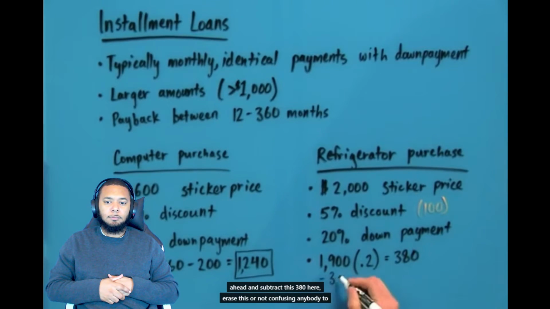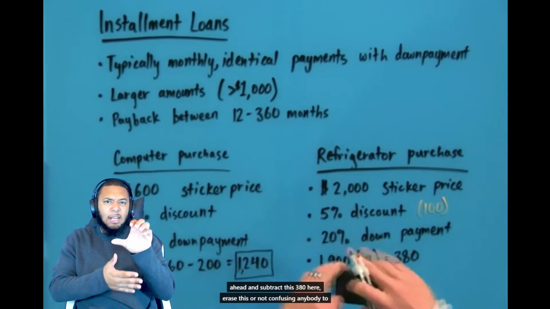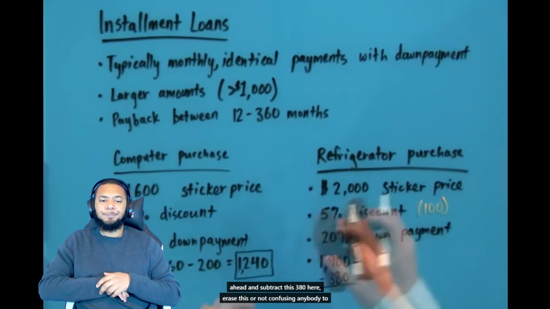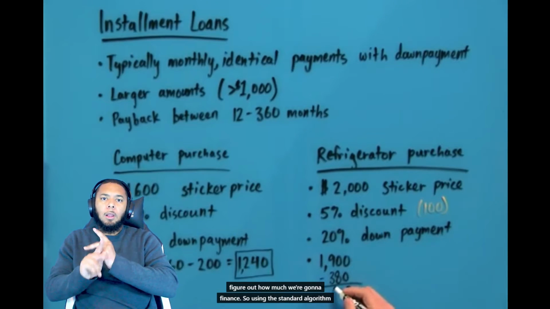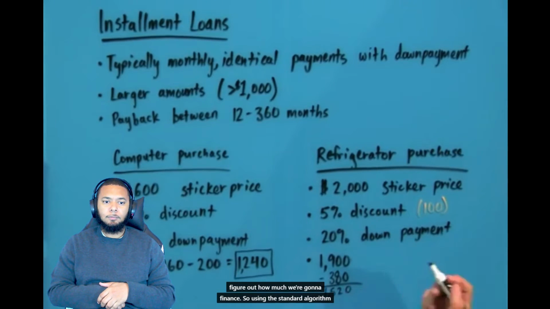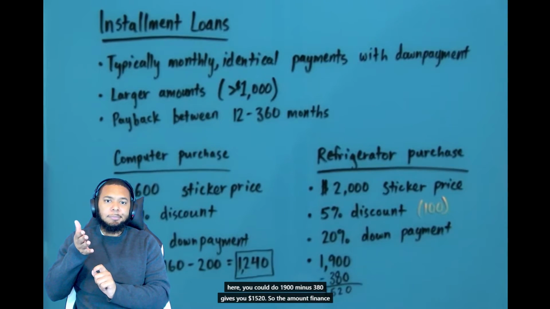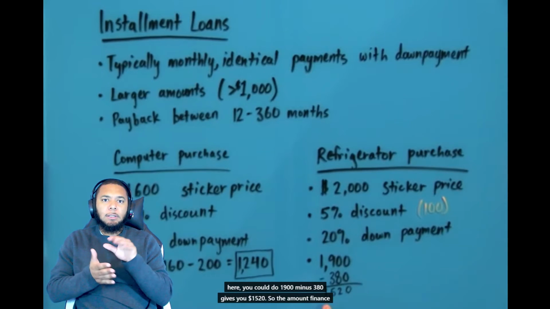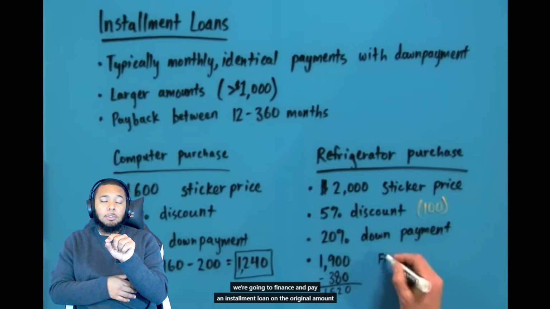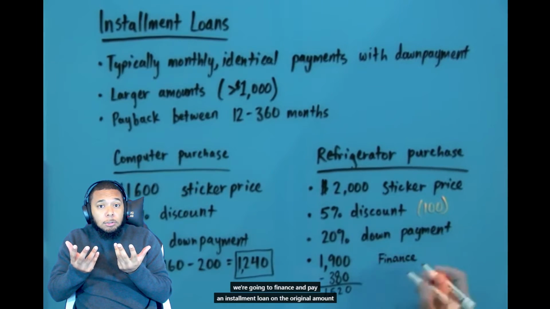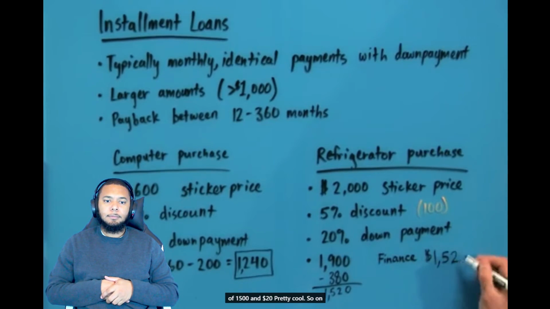I'm going to go ahead and subtract this 380 here. Erase this so we're not confusing anybody. To figure out how much we're going to finance, using the standard algorithm here, you can do 1,900 minus 380 gives you $1,520. So the amount financed, we are going to finance and pay an installment loan on the original amount of $1,520.